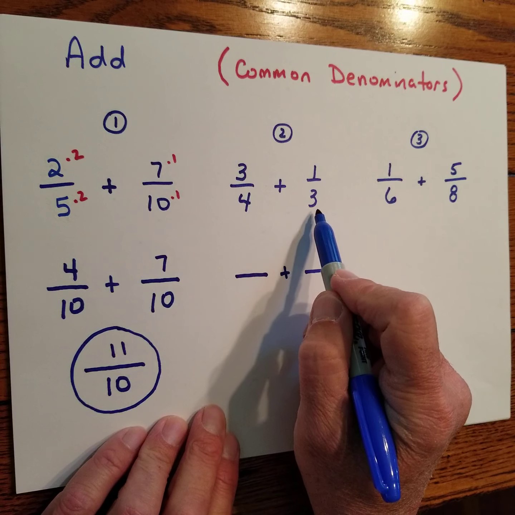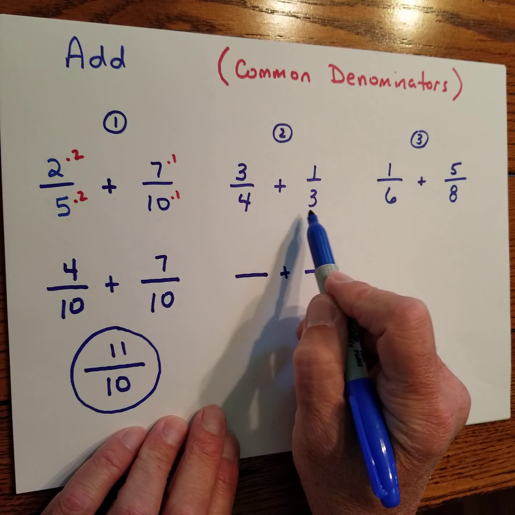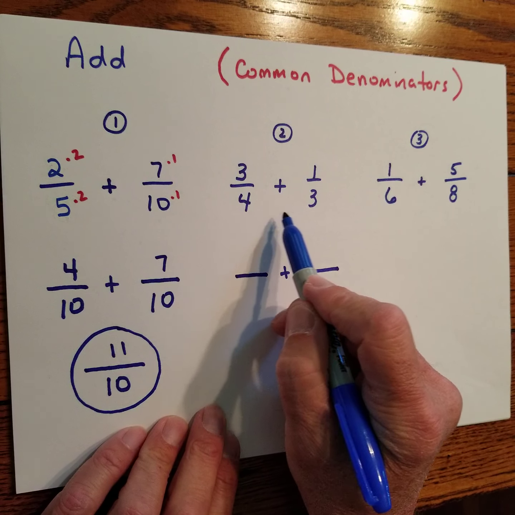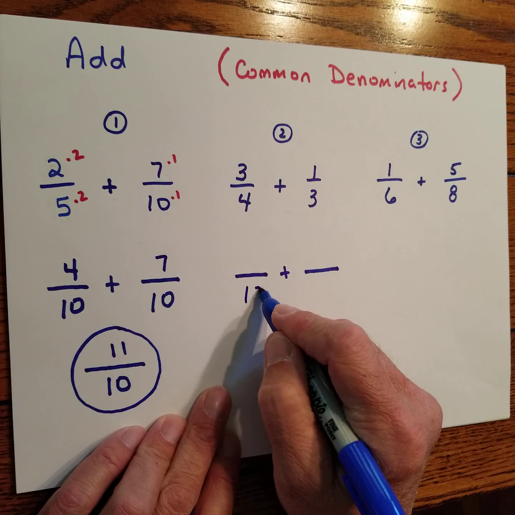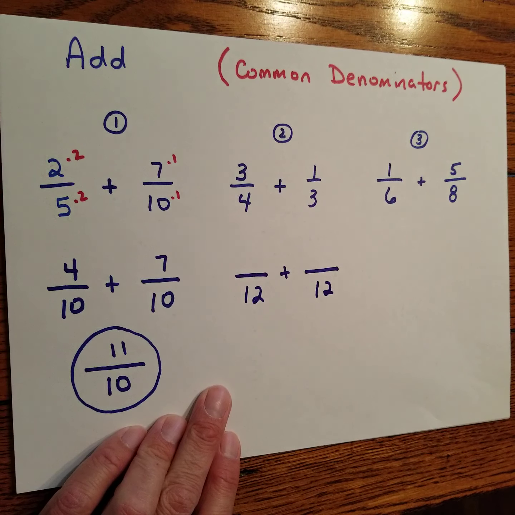Well, the next trick, if the two numbers are consecutive, like 3 and 4, just multiply them together. 3 times 4 is 12. 12 makes a good common denominator.